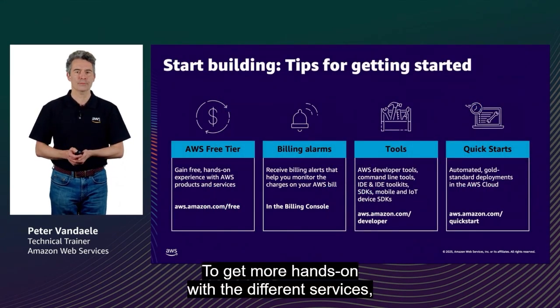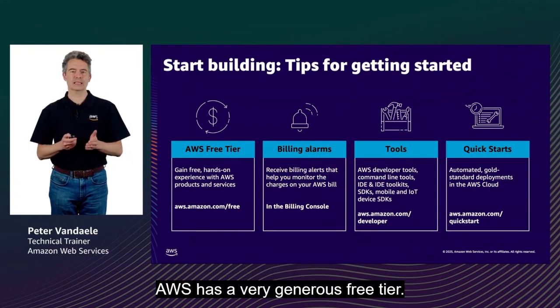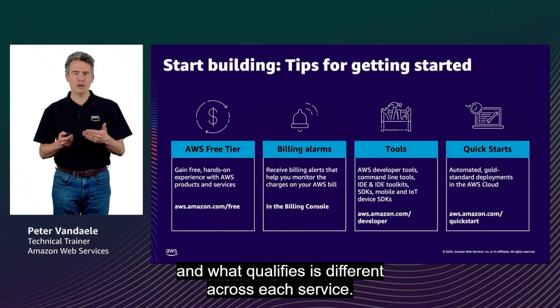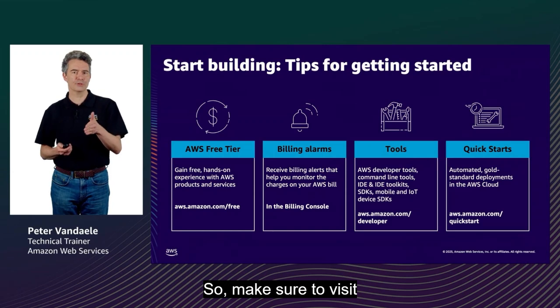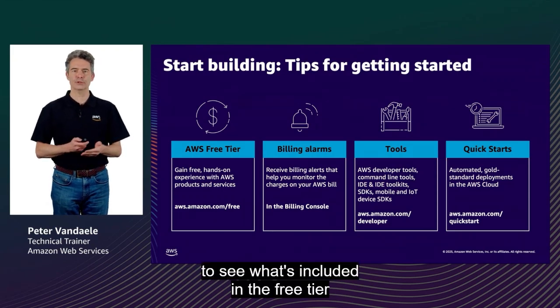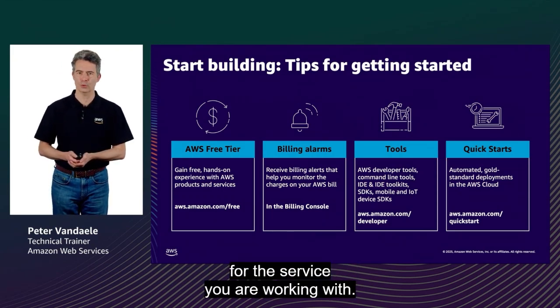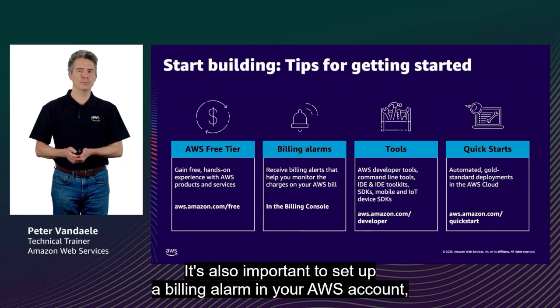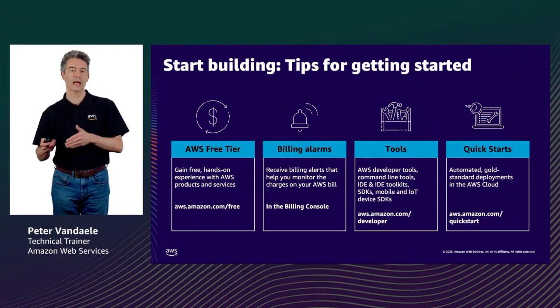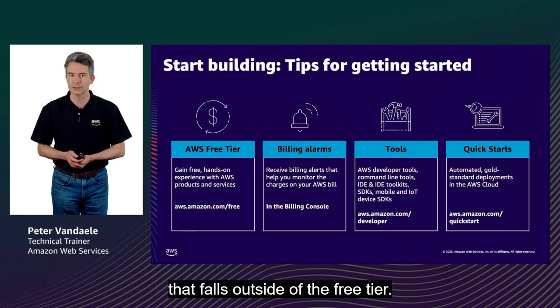To get more hands-on with the different services, AWS has a very generous free tier. The way the free tier works and what qualifies is different across each service. So make sure to visit aws.amazon.com/free to see what's included in the free tier for the service you're working with. It's also important to set up a billing alarm in your AWS account, just in case you accidentally create a resource that falls outside of the free tier.